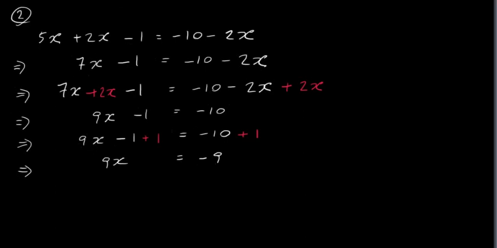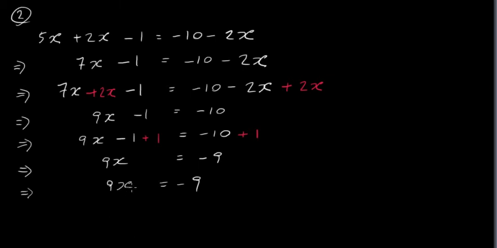So we end up with 9x is equal to minus 9. Now we still have this 9 stuck to this x here. So we have 9x equal to minus 9. To get rid of this 9 then, we've got to get rid of this 9 to isolate the x, to get x on its own. Well, how are we going to do that?